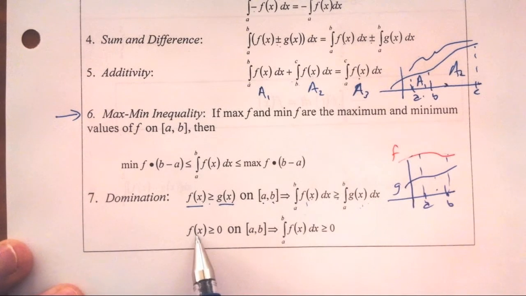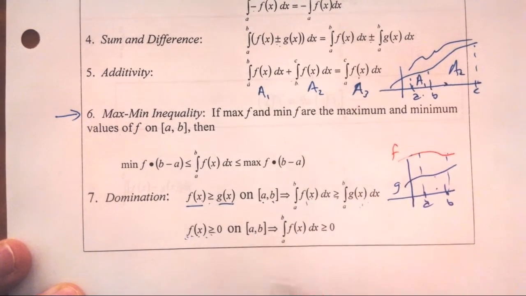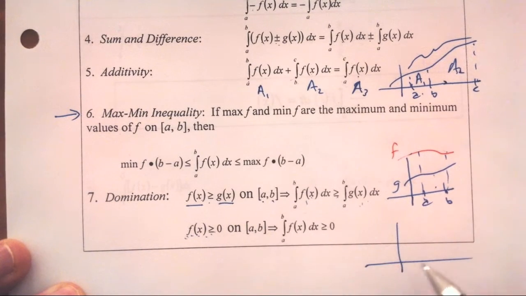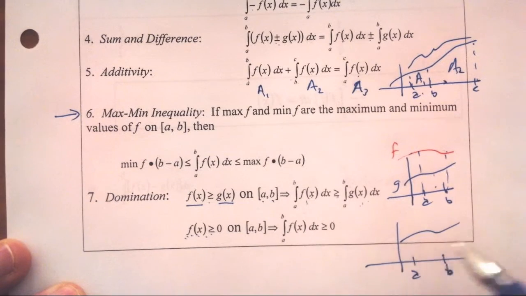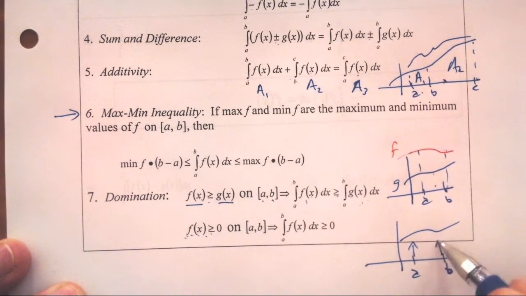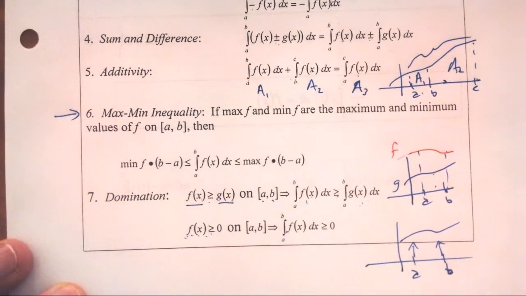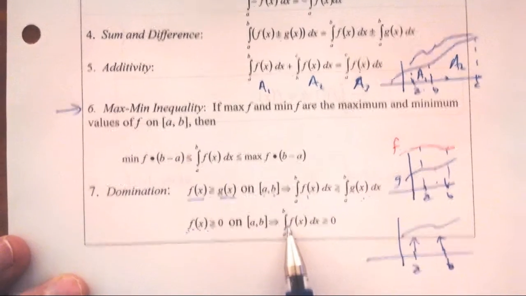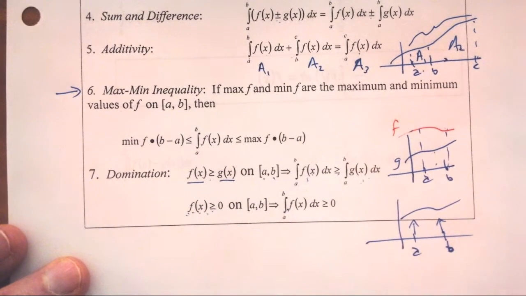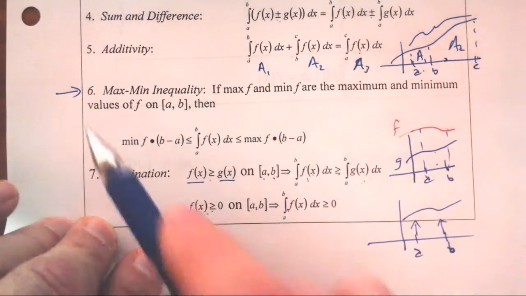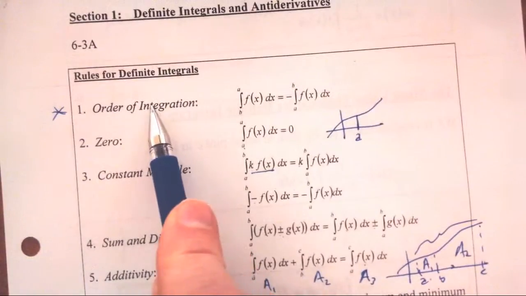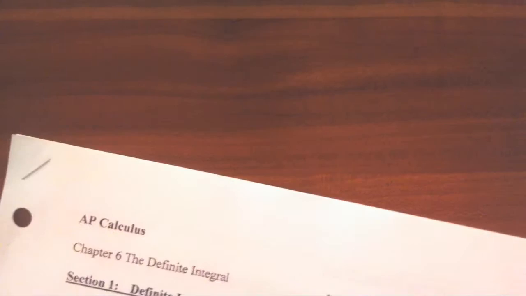Okay, now if f of x, the height, is always above 0 on some interval, a to b, so my graph has to be up in here somewhere, above 0, then the area has to be bigger than 0. Again, areas of integrals would be negative if they were below the x-axis. So no big deal. So we got to come back to this one, and then we got to come back and touch on this one to try to make some sense out of these.